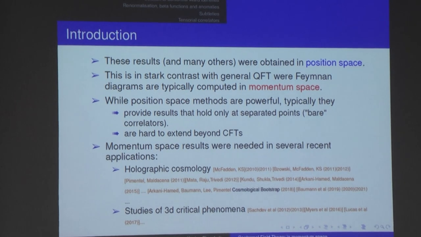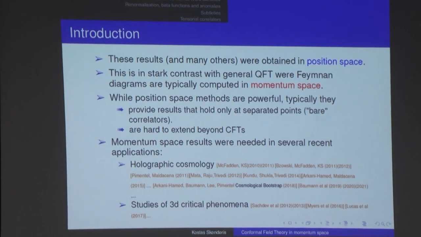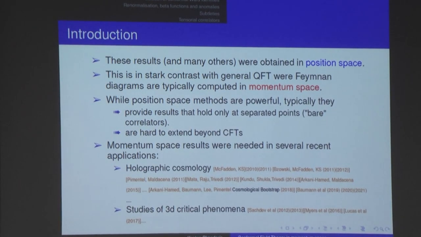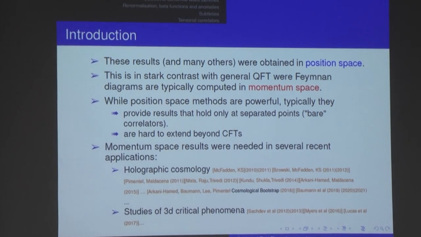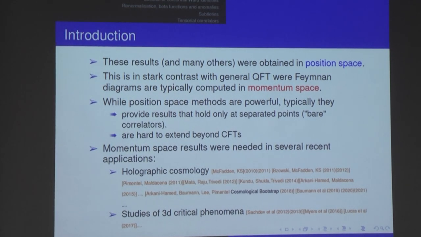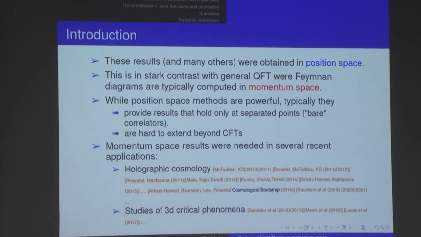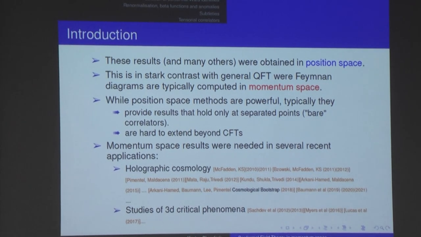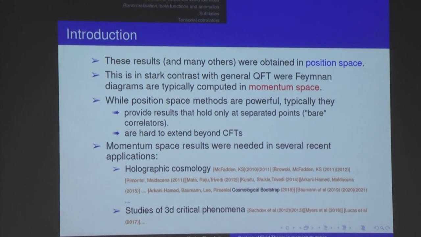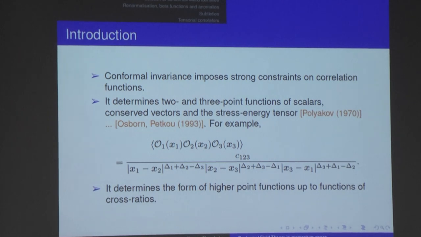Now, all of these results and many others throughout this 50-year period were obtained using position space, as is clear from the form I gave the correlator here. This is a stark contrast with general quantum field theory, where the golden standard is momentum space, and Feynman diagrams are typically computed in momentum space. People have tried through the years to develop position space methods for general quantum field theory, and there is a little bit of progress, but it's certainly a hard problem, and it hasn't led to anything close to what you would need to connect with this result.